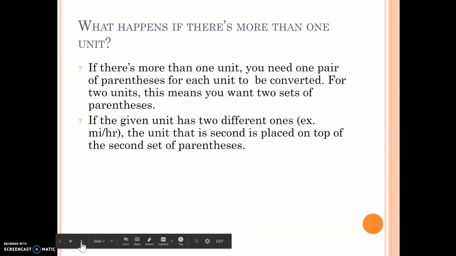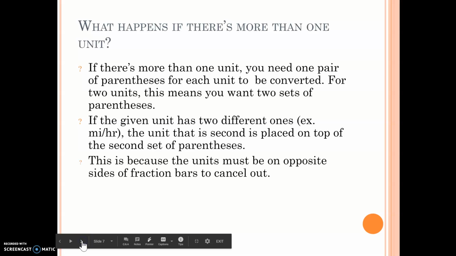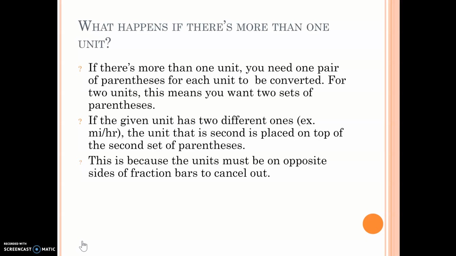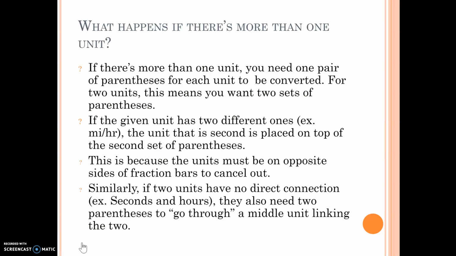If the given unit has 2 different ones, for example, miles per hour, the unit that is second is placed on top of the second set of parentheses. This is because the units must be on opposite sides of fraction bars in order to cancel out. Similarly, if 2 units have no direct connection, for example, seconds and hours, they also need 2 parentheses to go through a middle unit linking the 2.